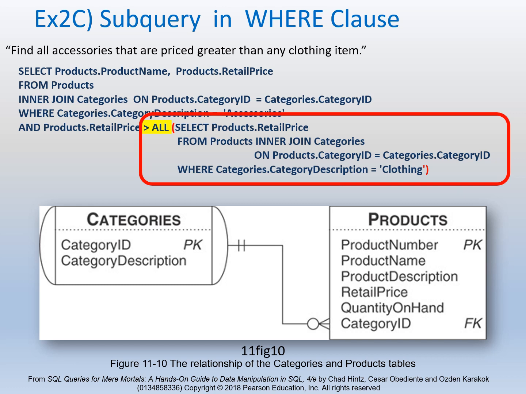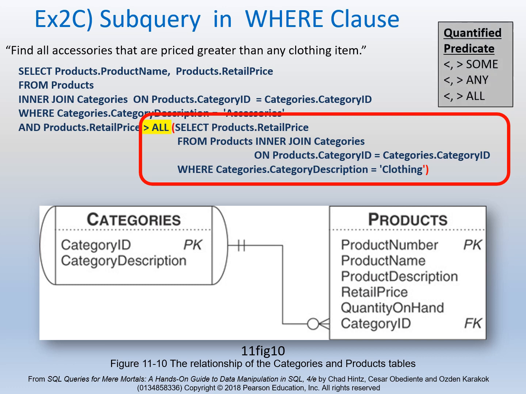Our subquery selects retail price from products. Notice the operator greater than all. So the retail price in the outer query must be greater than all the retail prices in the set that is created by this subquery.